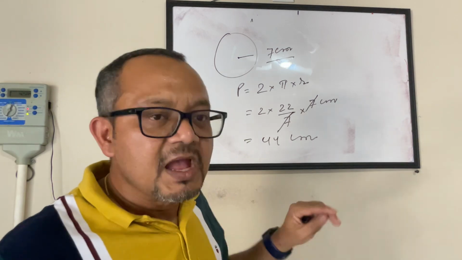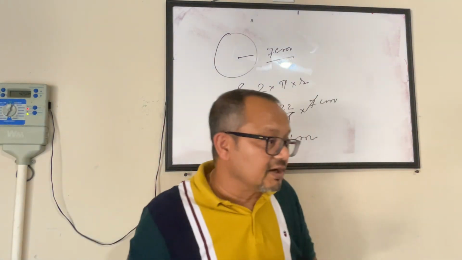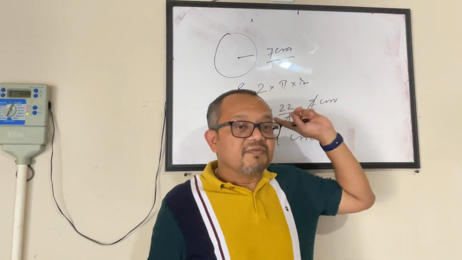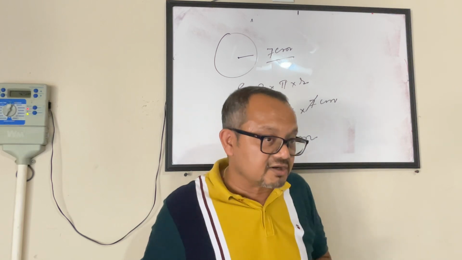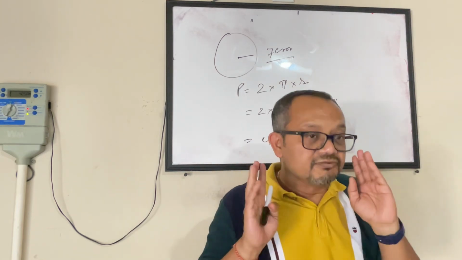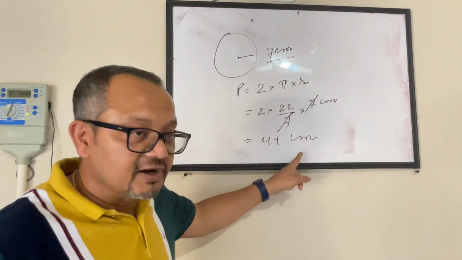So here, again, it might look difficult. The only thing you have to remember is that the formula for the perimeter of a circle is 2 times pi times r, where the value of pi is 22 by 7 and r is the radius of the circle. You will just put the value of r and you can find it out.